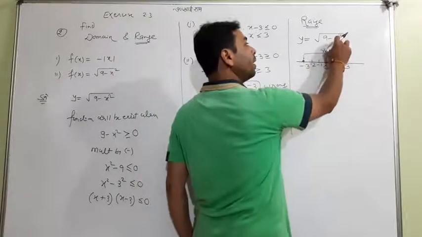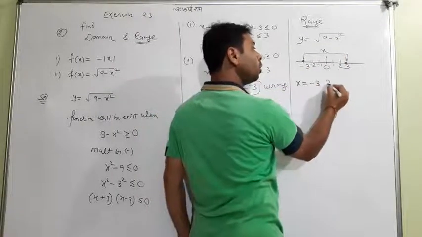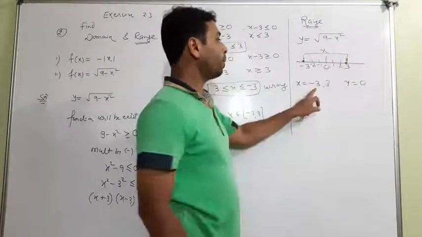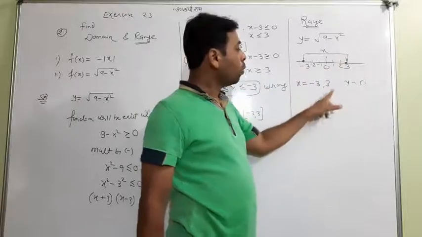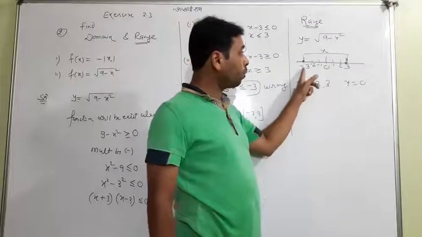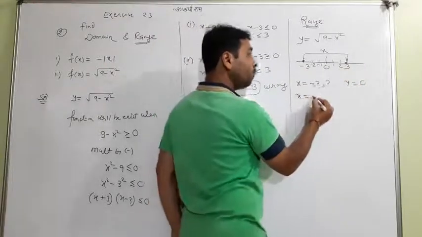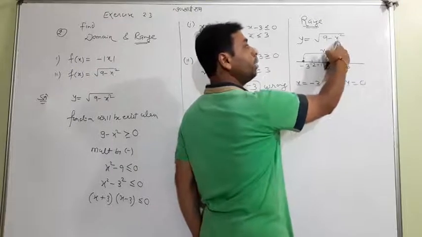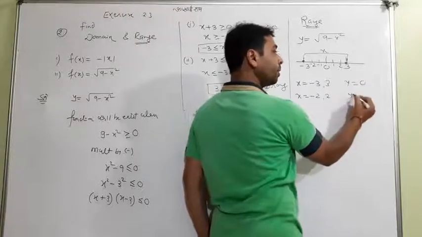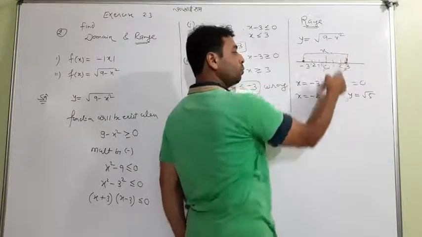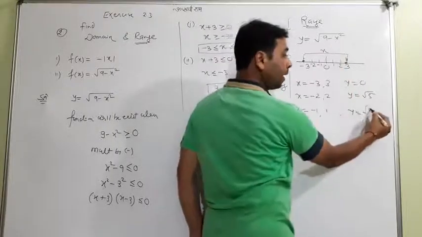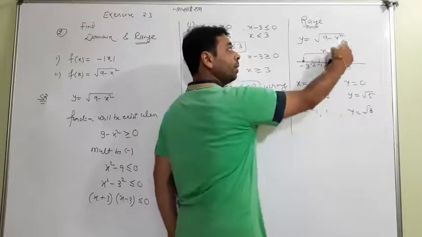When you put x equal to minus 3 or 3, you will get y equal to 0. You understand? Look, minus 3 squared is 9, 9 minus 9 is 0. When you put 3, squared is 9, 9 minus 9 is 0. Meaning on putting x equal to minus 3 or 3, y is equal to 0. When x is equal to minus 2 or 2, you put here, then 2 squared is 4, 9 minus 4 is 5. So y is root 5 after putting minus 2 or 2. When x is equal to minus 1 or 1, then y will be root 8. You understand? Minus 1 squared or 1 squared is 1, and 9 minus 1 is 8.